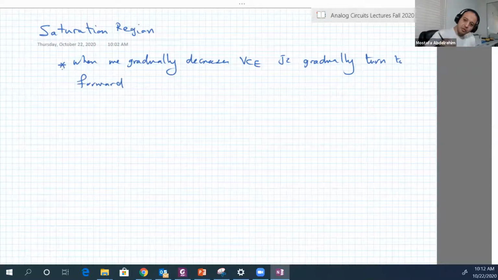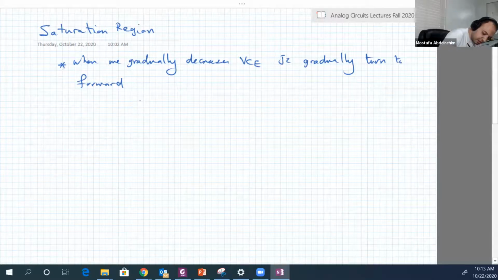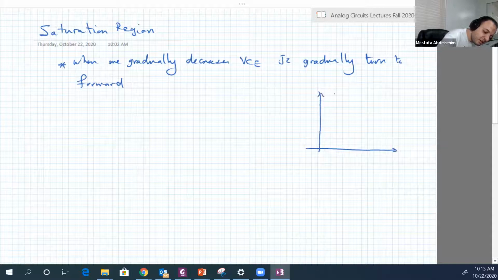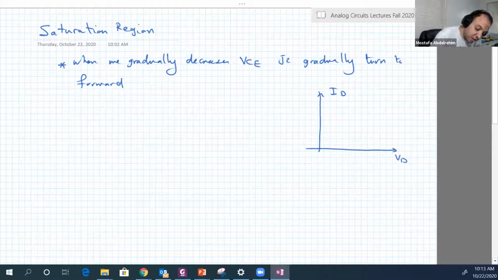But forward for J2 is not enough. We want to see the operation when J2 is strongly forward. I mean, there is a current flowing, because if we look at, let me draw it here, the characteristic plot of the diode, it will be something like this.